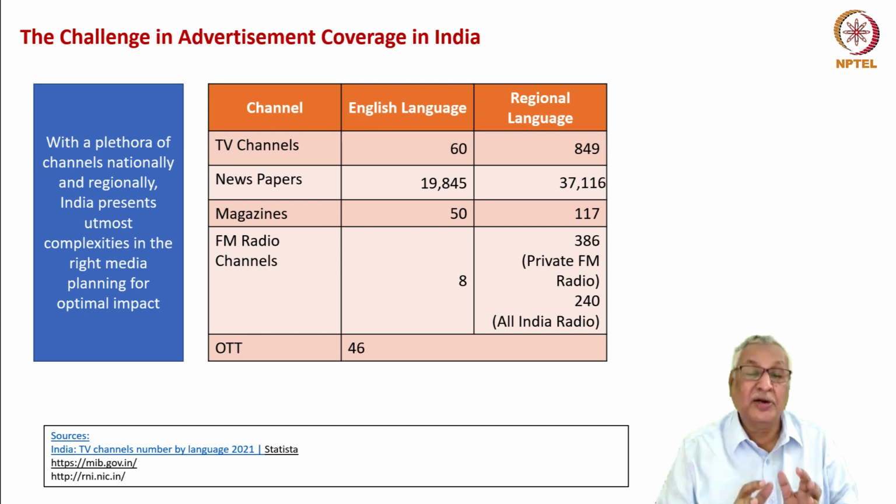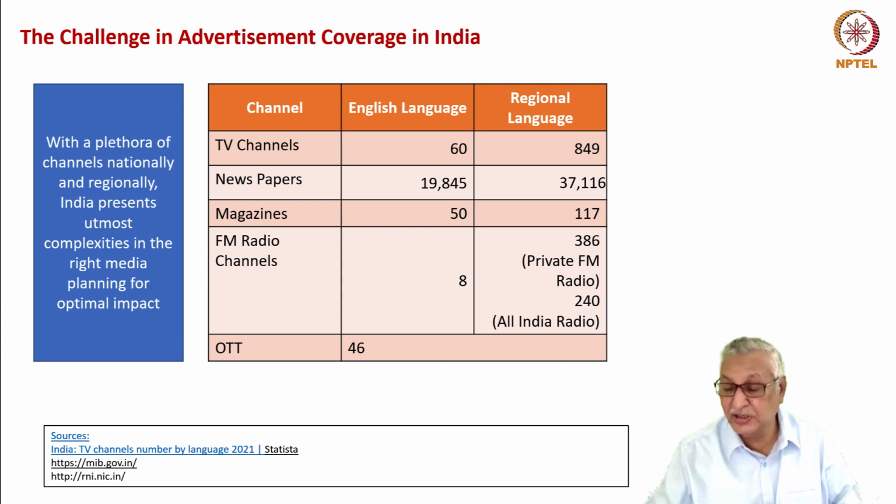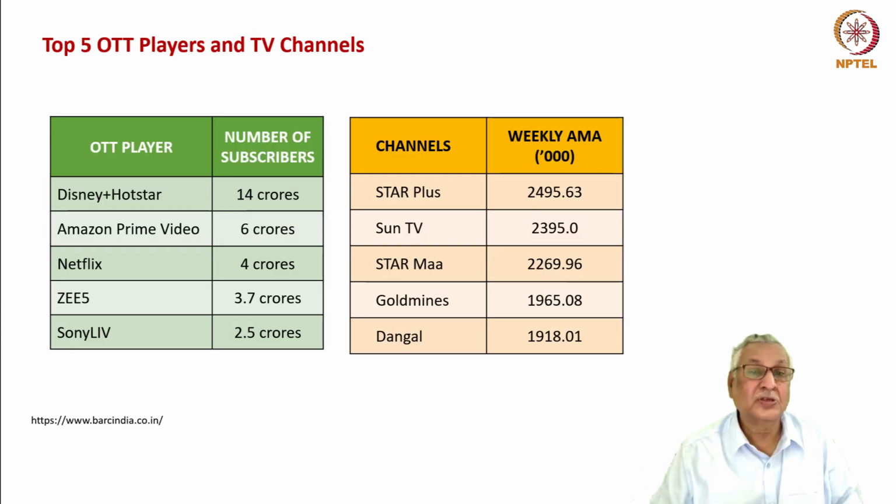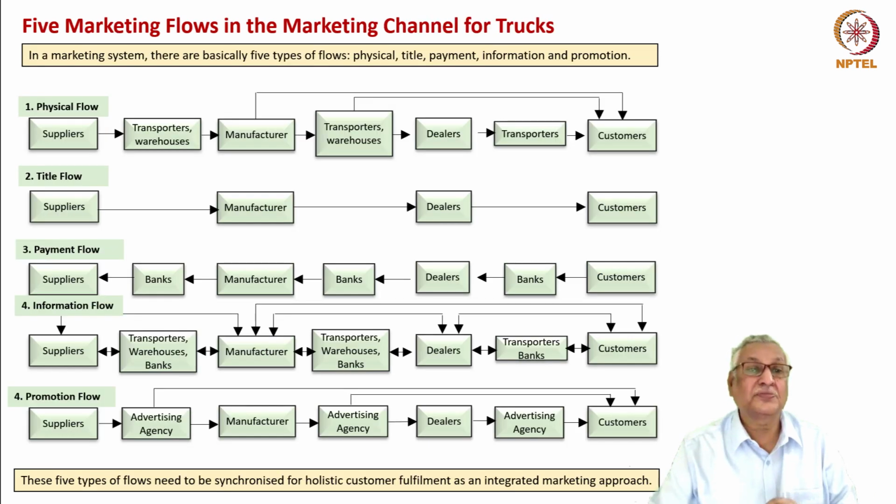So it can be really mind-boggling when you want to cover the entire nation in terms of various channels, and it will be very costly and complex as well. Even in terms of OTT players, we have five important OTT players, and they are through several TV channels. Given this complexity, media planning, media buying, and media research is a subject by itself in marketing management.